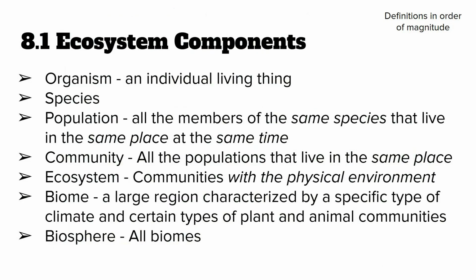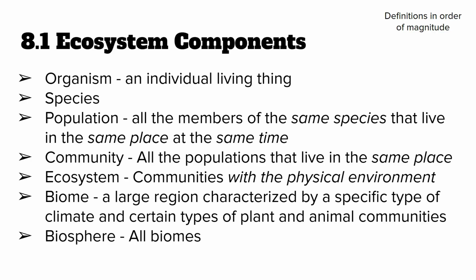I would like you to know these definitions in order. They get bigger the farther we go down. So as you have walked through these and wrote them all down, make sure you annotate that you need to know them. You need to know them in order, right? So you know what an organism is. You know what a species is. We've done all those multiple times, right? A population is all the members of the same species in the same place at the same time. So all of the red foxes in a specific location at the same time of year.